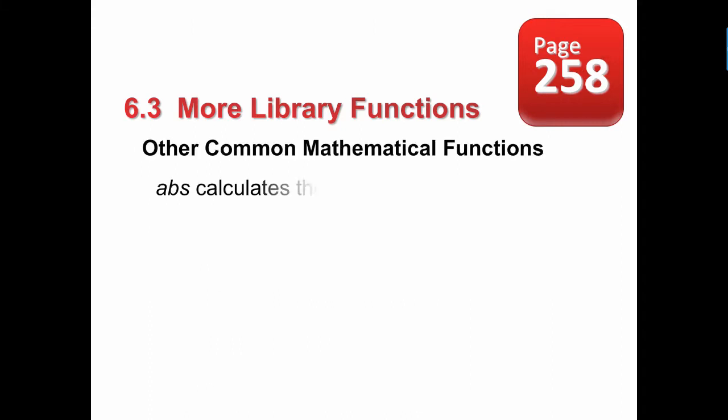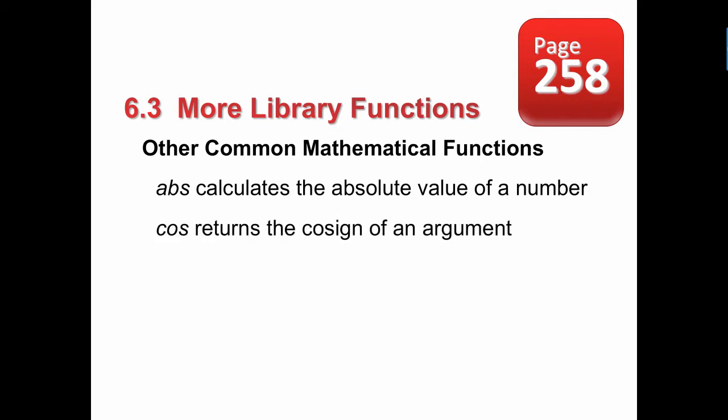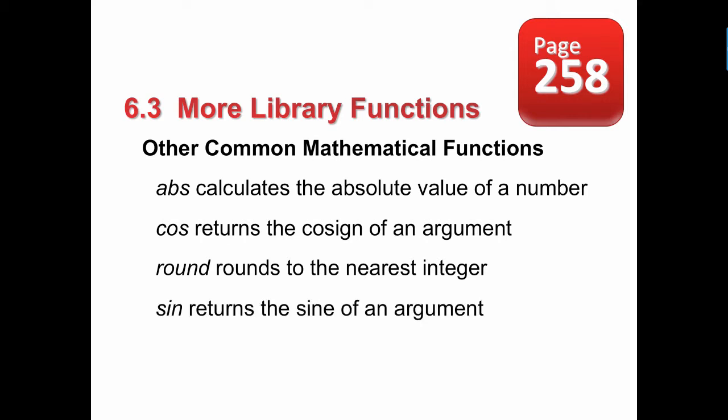Some other mathematical functions might be ABS, which calculates the absolute value of a number. COS may return the cosine of an argument. Oh no, now we're getting cool. Round rounds to the nearest integer. Use that a lot. Sin is not what you go out and do. It actually returns the sine of an argument. Tan is not a booth. It actually returns the tangent of an argument.